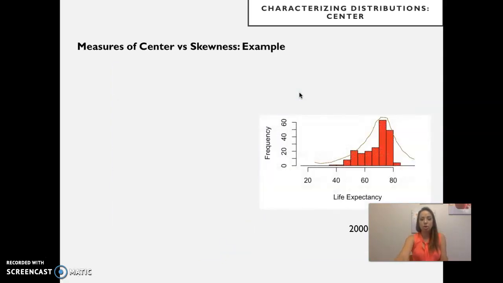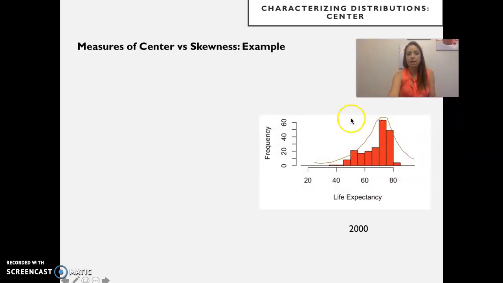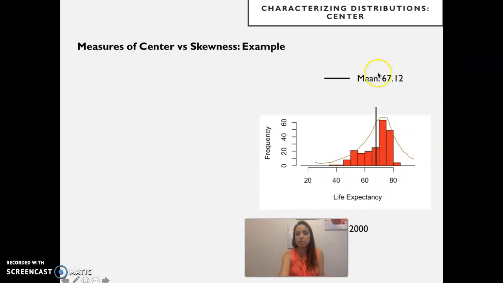Let's apply this to our data set. Look at life expectancy in the 2000. If we do the spaghetti trick, we would see that there is a left skewed distribution here. So the mean would be pulled towards the smaller values. So here is the mean, 67.12.